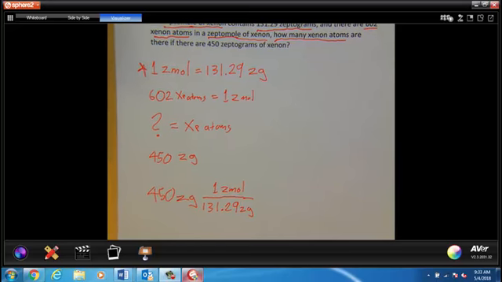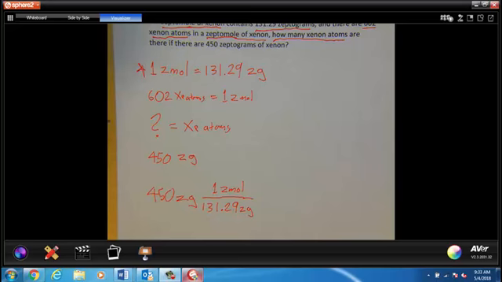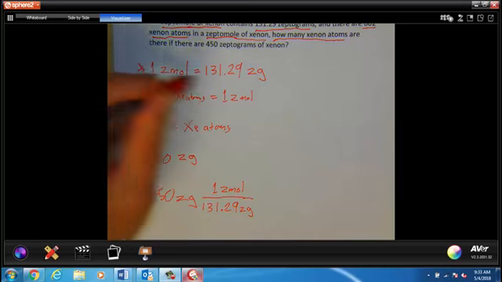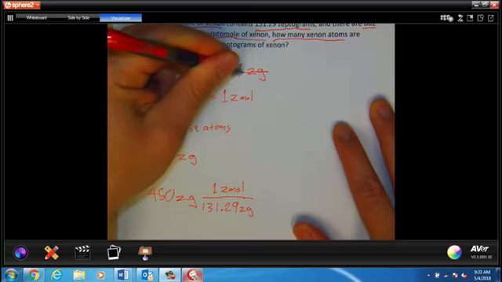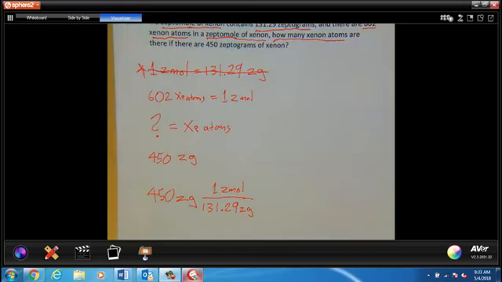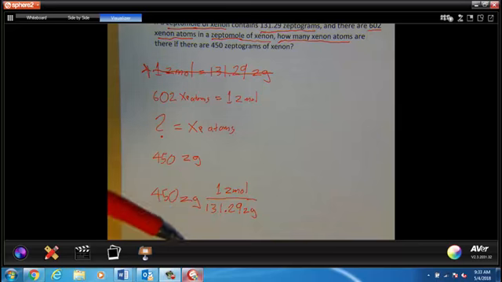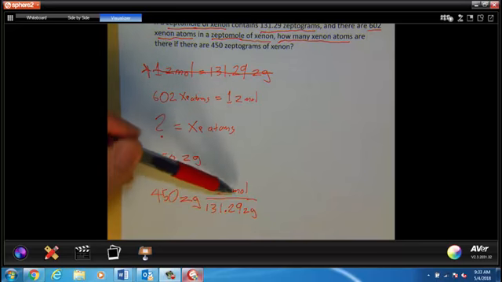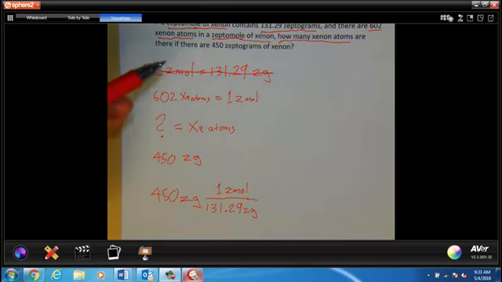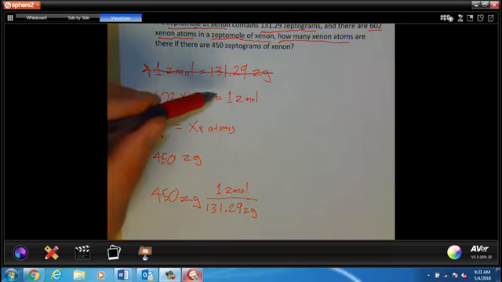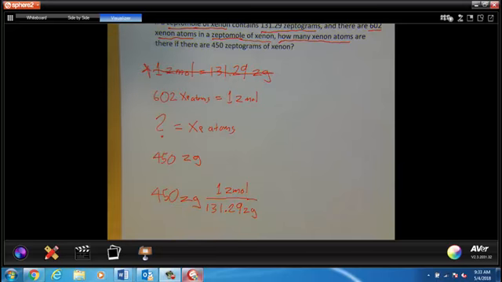Our next step is deciding. I went ahead and marked this one. We've used that one. We probably won't need it again. I can go ahead and cross through that to show that we have used that already. The next thing we want to do is figure out what to do with this 1 zeptomole. And we see that we have another equality: 602 xenon atoms is equal to 1 zeptomole. Is that something we can use?